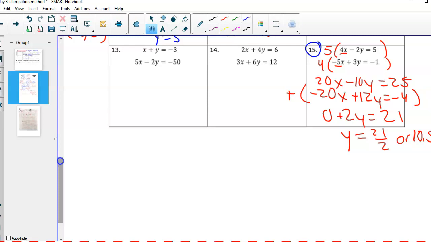So now we're going to use this and put it back into one of these equations. Which one do we want to put this back into? The first one. Yes. How about we try the bottom one? You're going to get the same thing. It doesn't matter.